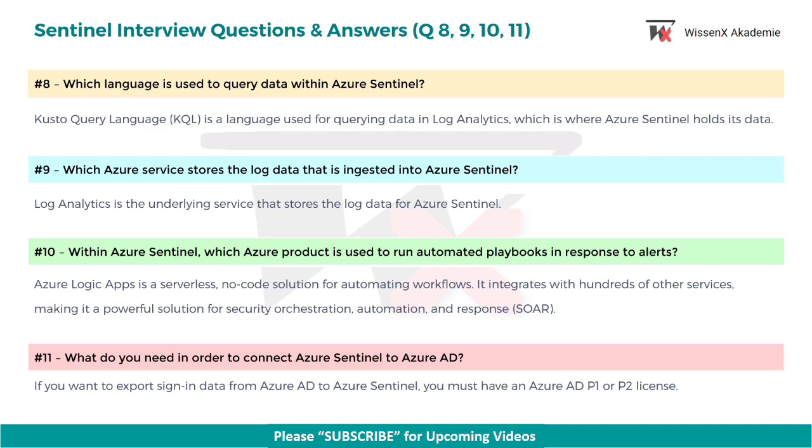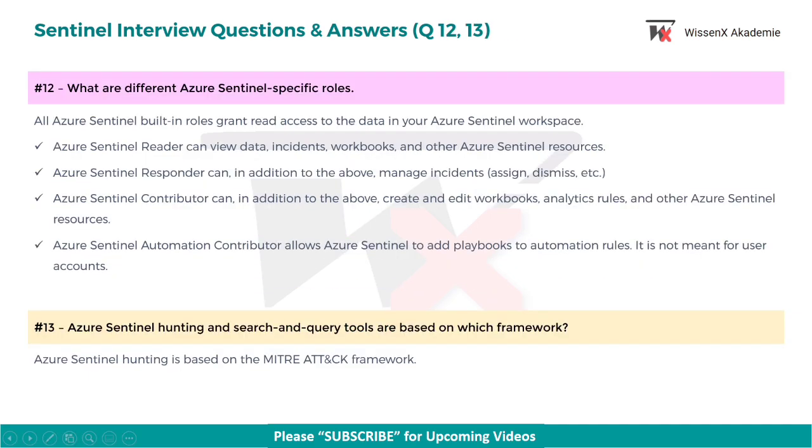Next, what do you need in order to connect Azure Sentinel to Azure AD? If you want to export sign-in data from Azure AD to Azure Sentinel, you must have an Azure AD P1 or P2 license. Next, what are the different Azure Sentinel specific roles?